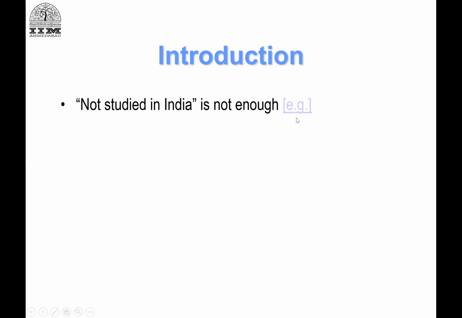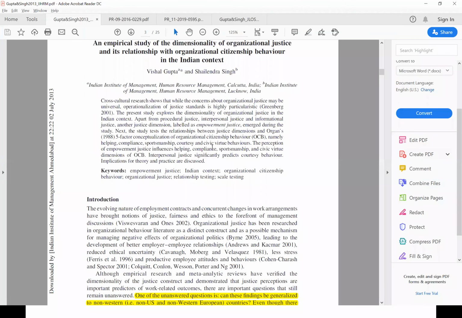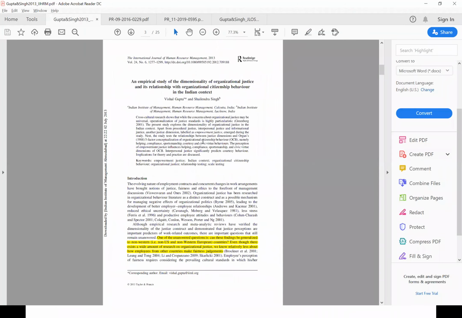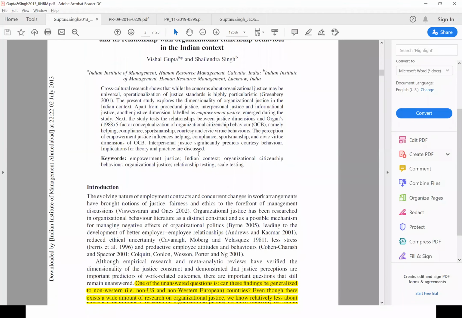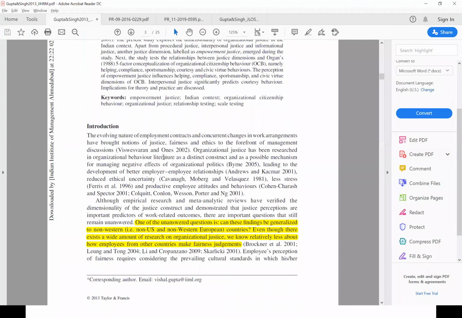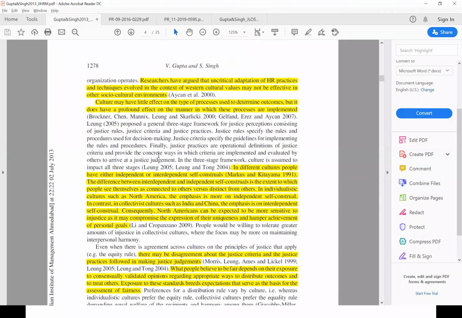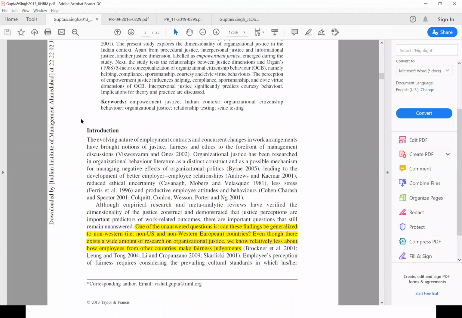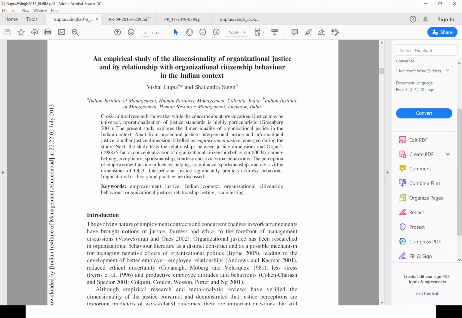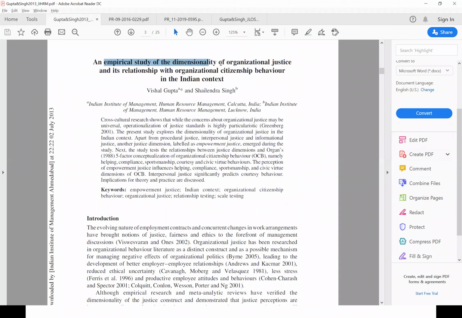Not studied in India is not enough. So let me show you another paper, which is also what I shared with you. If you look at the title of the paper, this is the empirical study of dimensionality of justice and its relationship with citizenship behavior in the Indian context.